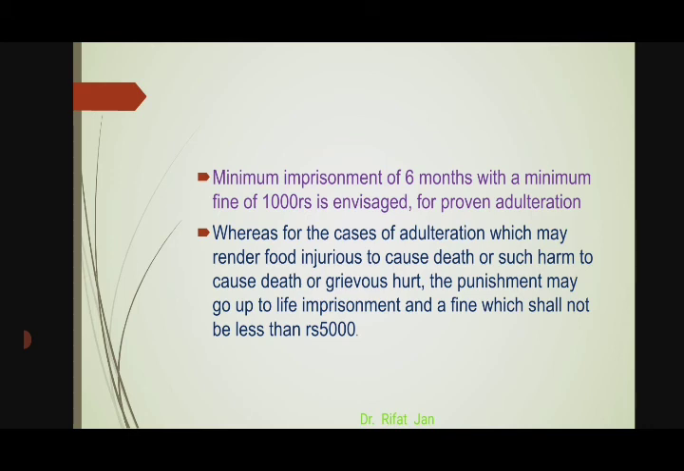Minimum imprisonment of 6 months with a minimum fine of 1,000 rupees is envisaged for a proven adulteration. Whereas, for the cases of adulteration which may render food injurious or cause death or grievous hurt, if the adulteration is such that a person has a grievous hurt or the person dies, there will be a lifetime imprisonment and a fine not less than rupees 5,000.